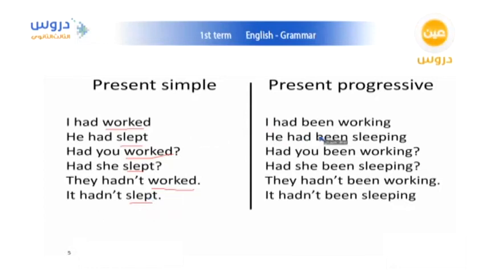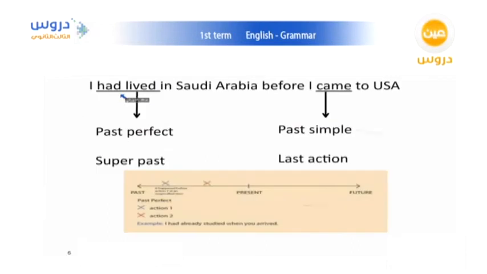Here we have the past perfect progressive. I had been working. So had been working. I think it's self-explanatory here in the slide. He had been sleeping. Had you been working? This is a question. Had she been sleeping? And they hadn't. This is the negative form. So we add not after had. They hadn't. Let's move now.